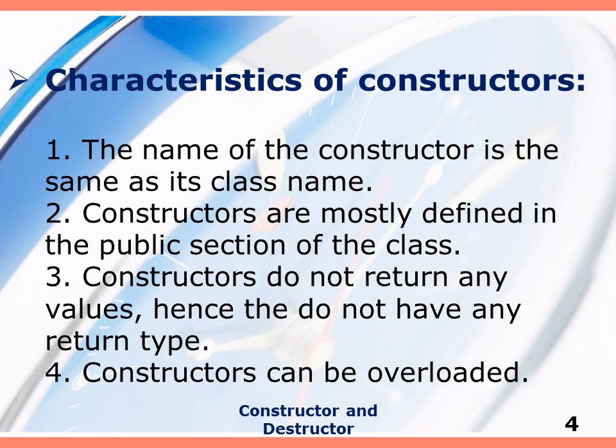The characteristics of the constructor. The name of the constructor is the same as its class name. Constructors are mostly defined in the public section of the class. Constructors do not return any values and hence they do not have any return type. Constructors can be overloaded, which means that you can have more than one constructor for the same class with different signatures.